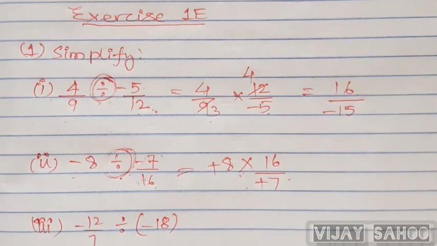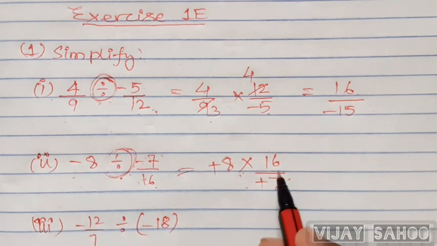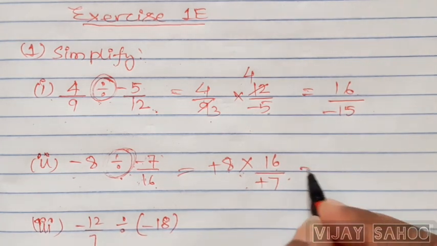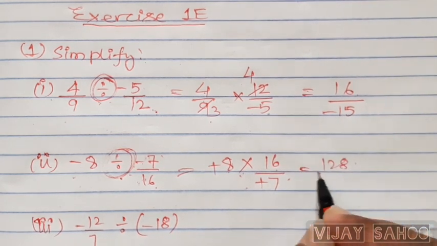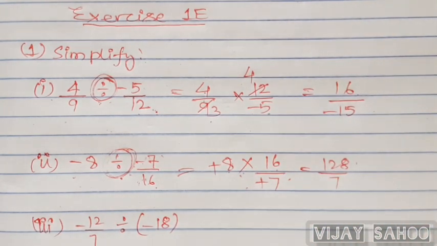No, not possible. So what we will consider here? So 8 into 16 divided by 7. So we'll multiply. We will get 128 upon 7. This is the answer. Cancellation is not possible. Now we'll move to the third one.